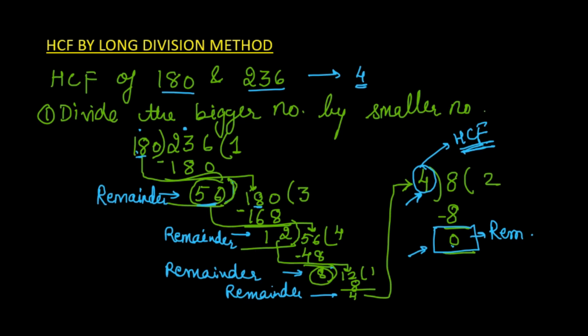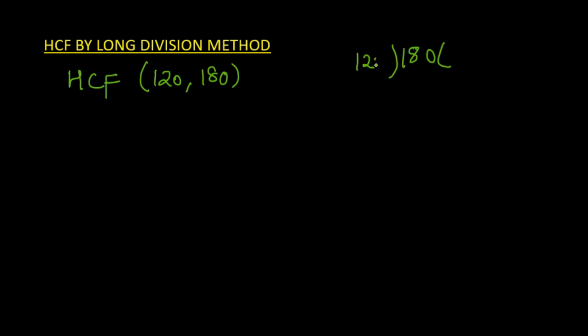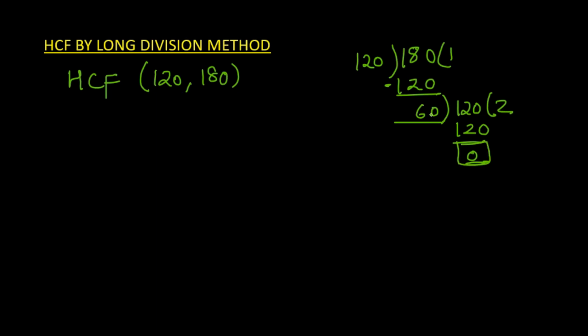Okay. Let us do one more quick example. Suppose we have to find the HCF of say 120 and 180. Here the bigger number is 180. So we will divide 180 by 120. 120 ones are 120. And we are left with 60 here. 60 becomes our new divisor and we will be dividing 120 by it. So 60 twos are 120 and we get a remainder 0. In this step where we are getting a remainder 0, our divisor is 60. So the HCF of 120 and 180 is 60.